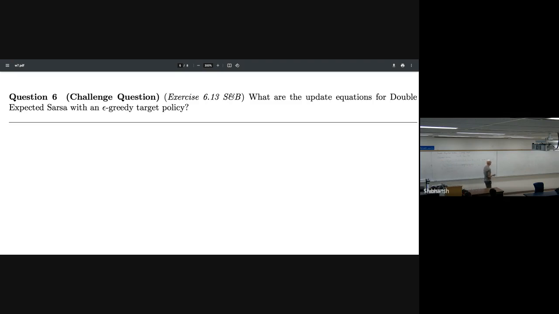And then you can write the update equation for expected SARSA, just copying everything. So that's how I start, except that I add this index because we have two action value functions. And I have to say which of them is being updated. And only one of them is updated, based on the data that we are processing.